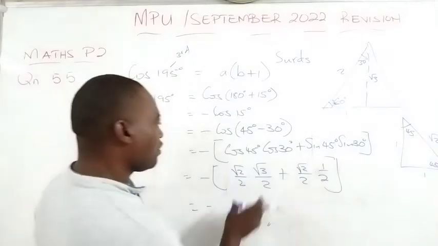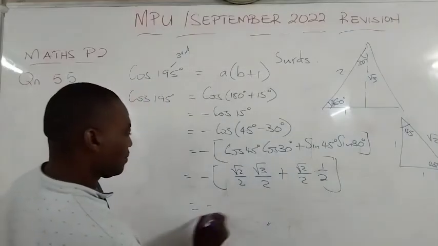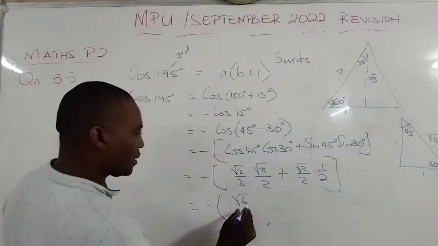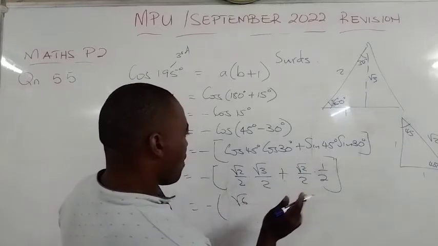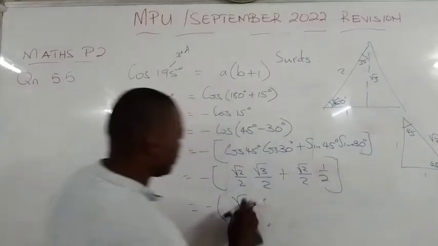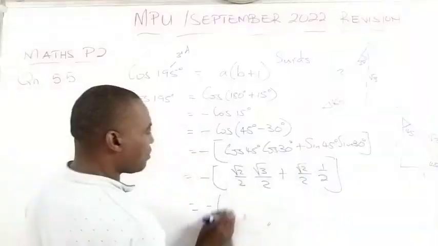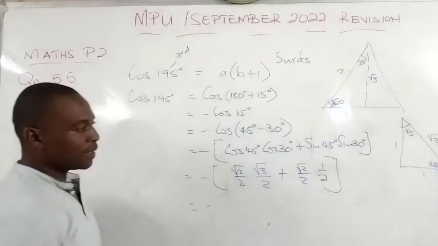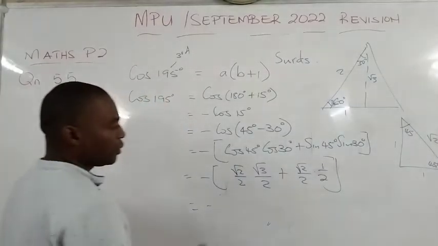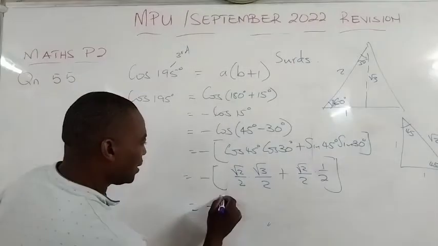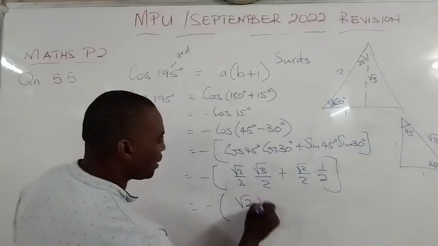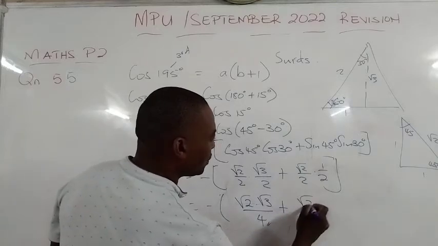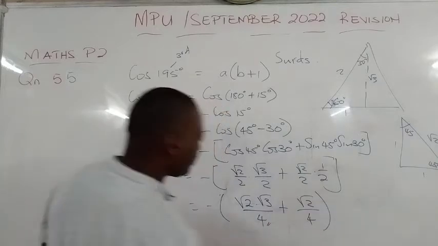Alright, that is negative. If we multiply this, we get root 6. Basically, we don't need to go that far. Remember, we need to write it in this form. That means there is a factorization that is involved. So if we look at this, this is root 2 by root 3 over 4 plus root 2 over 4.